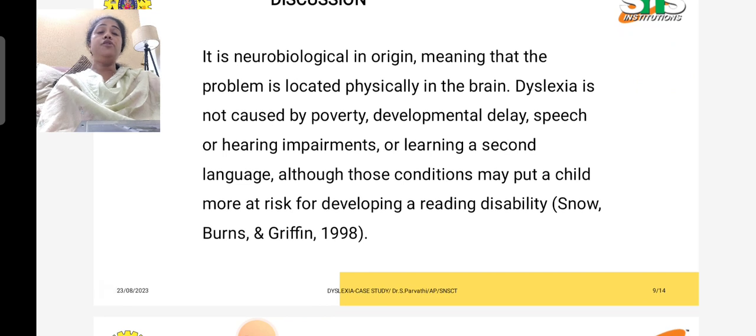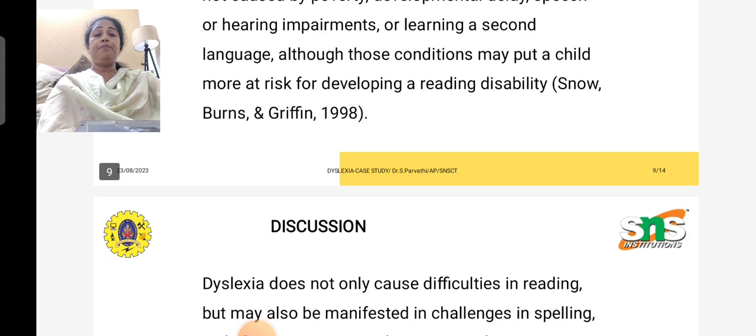It is neurobiological in origin, meaning that the problem is located physically in the brain. Dyslexia is not caused by poverty or developmental delay or speech or hearing impairments or learning a second language, although those conditions may put a child more at risk for developing a reading disability.